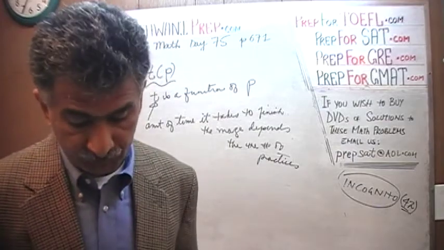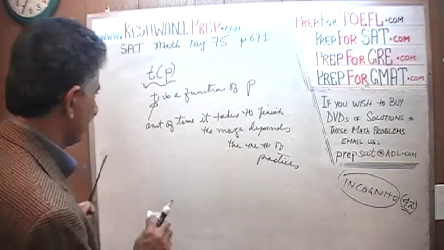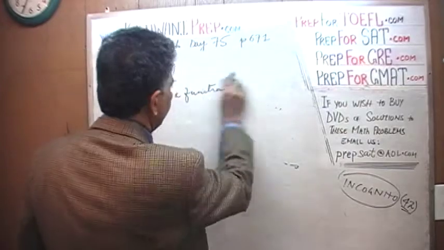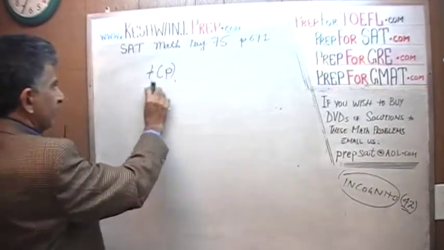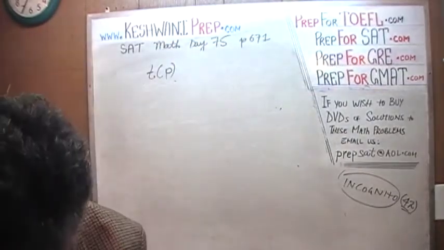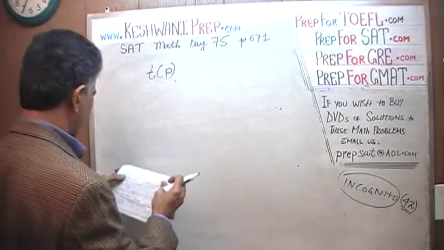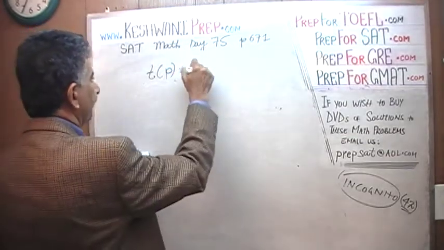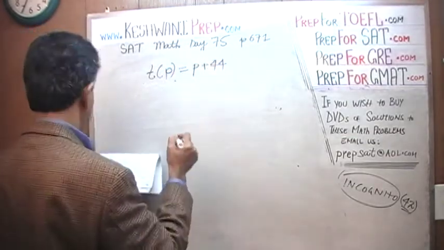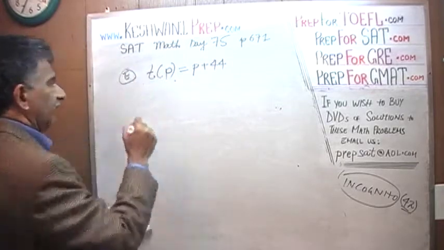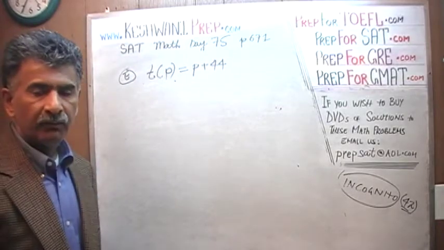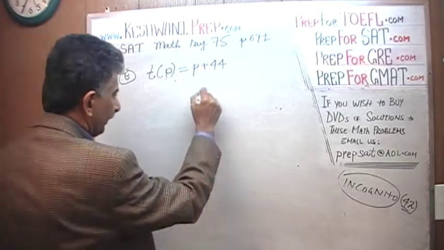And I'm going to start with answer choice E. Let's look at it. What answer choice E says is that t is a function of p, and the function looks like this: p plus 44. Let's ask ourselves, what would this function look like if we were to plot it? It would look something like this.